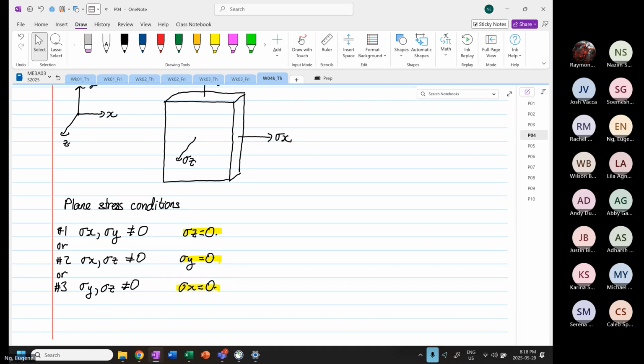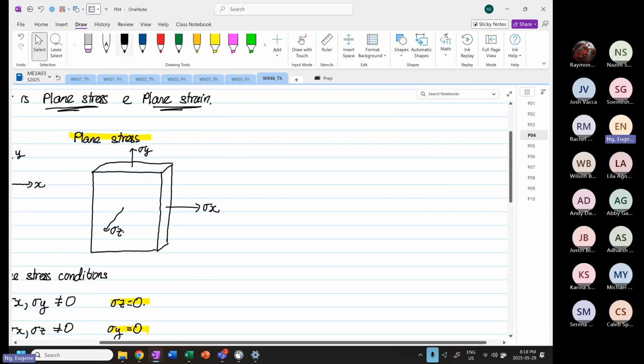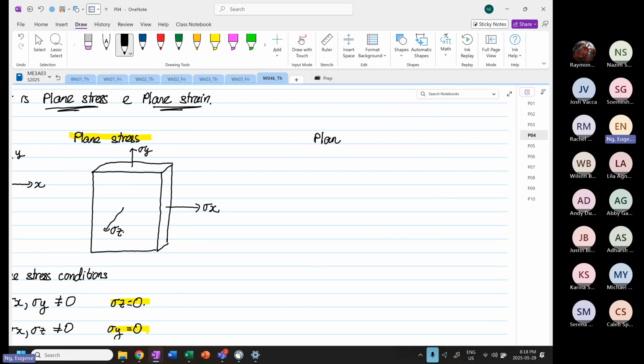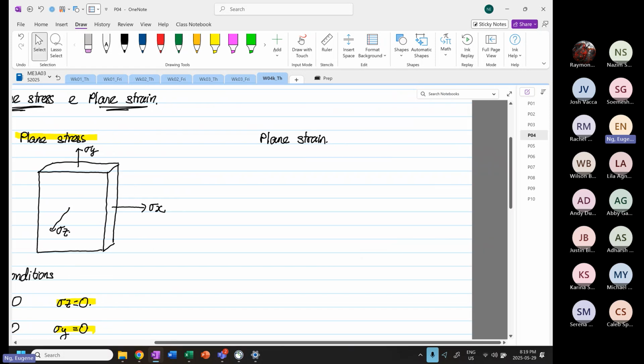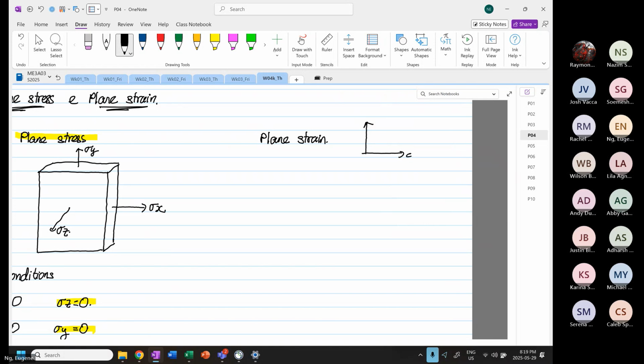Okay, so the next thing that we're going to do is a concept or an analysis which we call plane strain. Okay, so some of you might ask, what is stress and strain? Okay, so if you look at a stress strain curve, right? So epsilon over here is strain, and this is our stress.